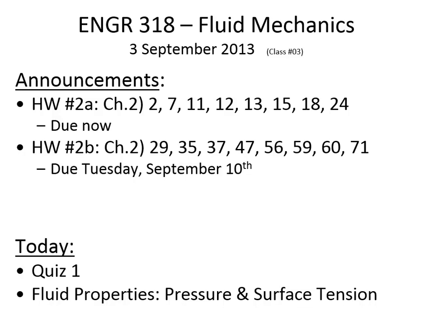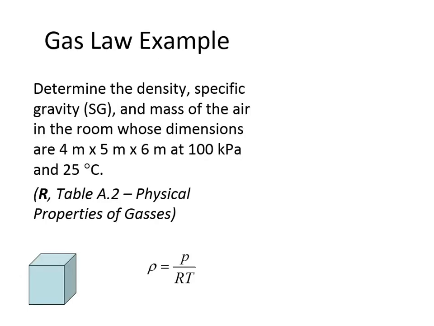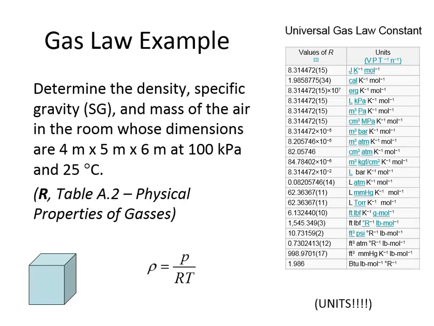All right. So we're going to talk about surface tension and some fluid properties that relate to pressure. Where we left off, last time we were working this example when we ran out of time, and so we'll pick back up on that. What we had was a room, a 4 by 5 by 6 meter room, and we're calculating the density, specific gravity, and the mass of air in the room.